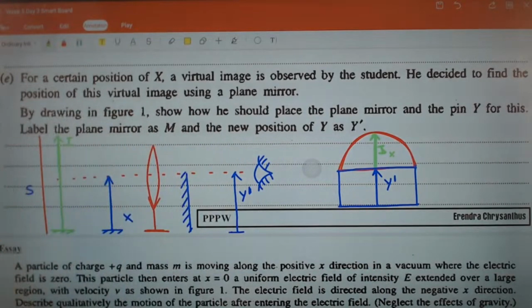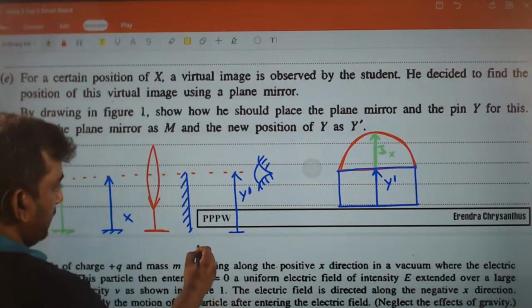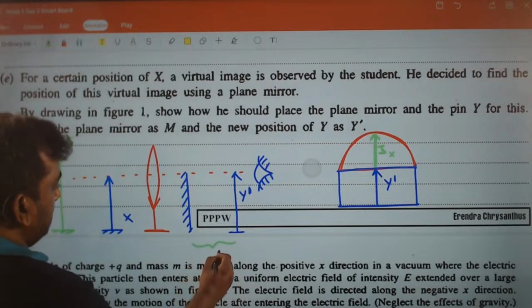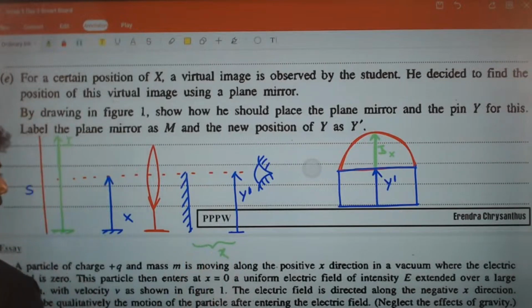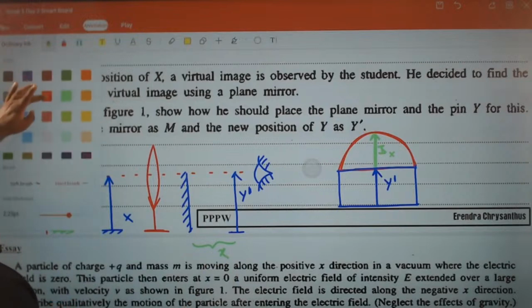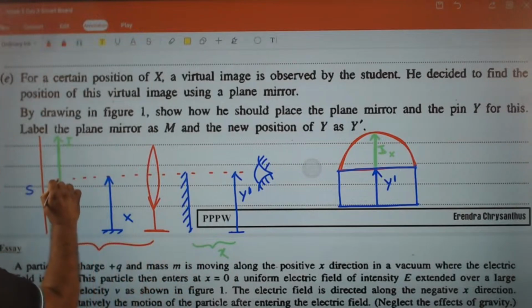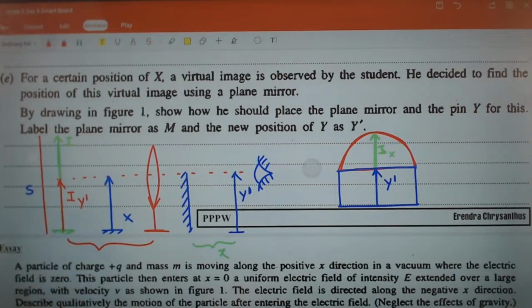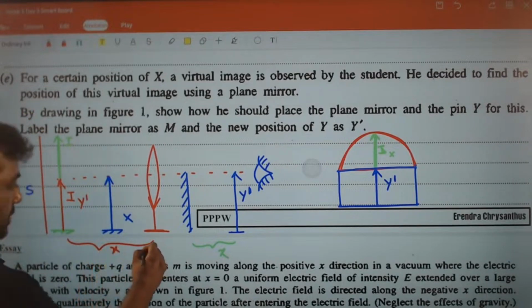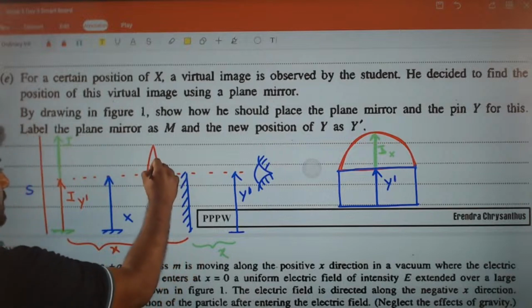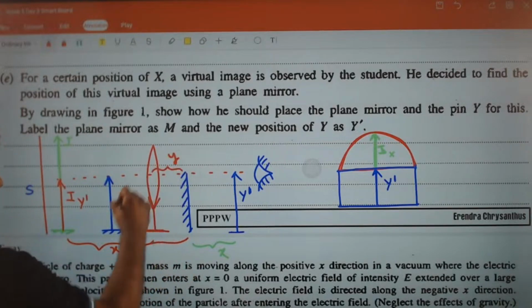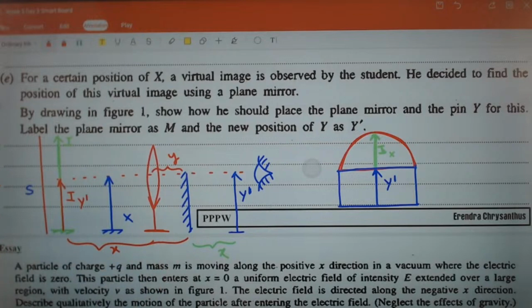So through the mirror I am seeing the image. This distance, let me take it as X. The images will coincide, again somewhere here. The image of Y dash, this and that coinciding means this gap I'll take as Y.